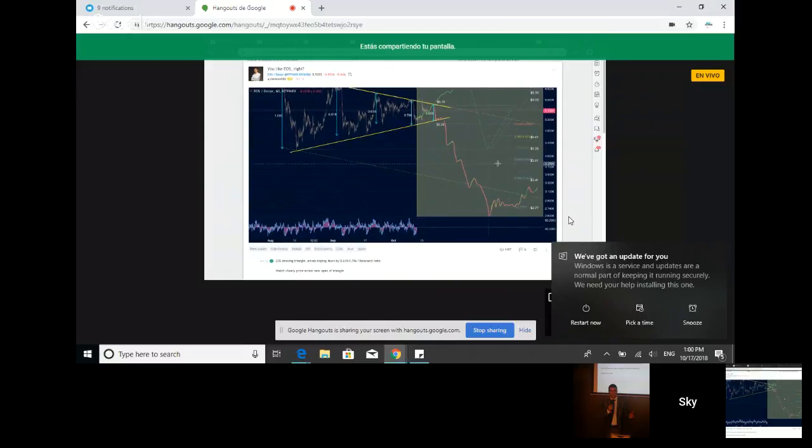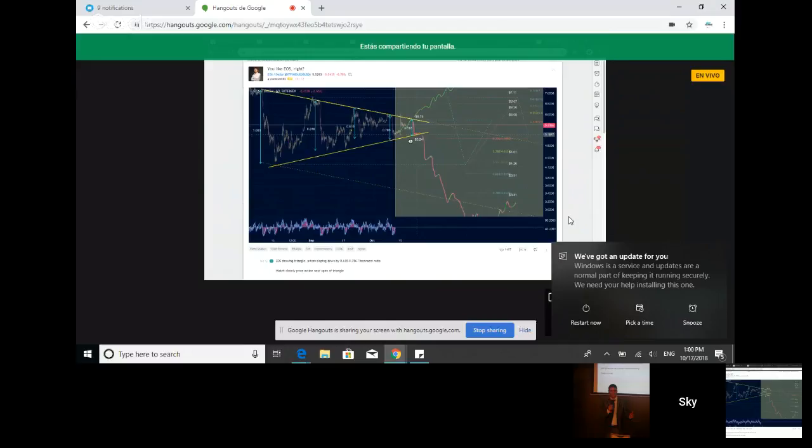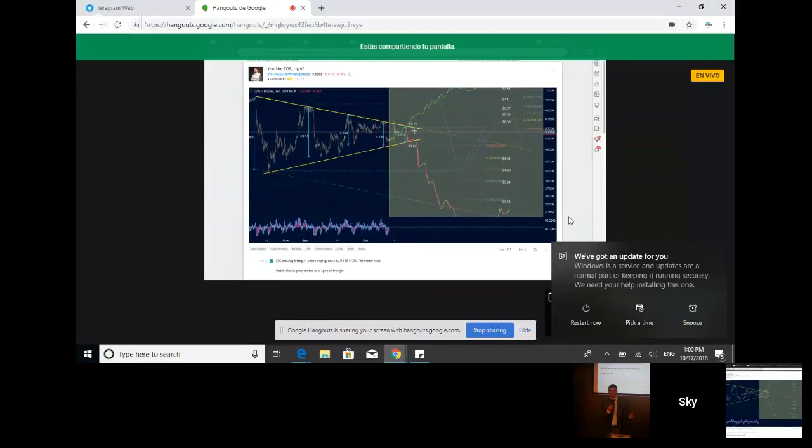It's a big support zone on EOS. So for now, EOS is in the middle of nowhere, no position for EOS. If you have EOS in your portfolio, it's better to avoid it right now until some bullish signals come up. Until now, it's in the middle of nowhere.